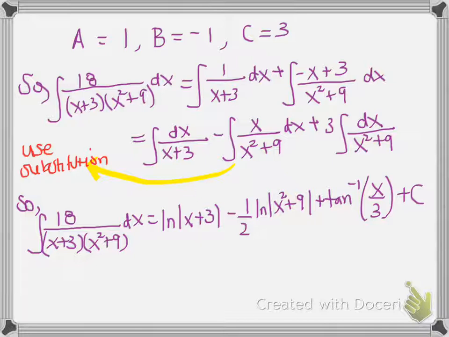Okay? So once you solve for those values, we can plug those values in, and so we have the integral of 18 over x plus 3 times x squared plus 9 dx is equal to the integral of 1 over x plus 3 dx plus the integral of negative x plus 3 over x squared plus 9 dx. And then we need to break this integral up further. We can separate those two, and so we get the integral, that first one stays the same, and then we get the second one, and then that third one.